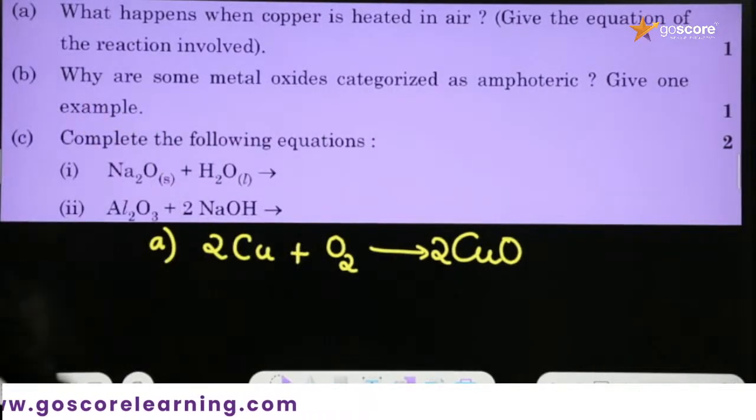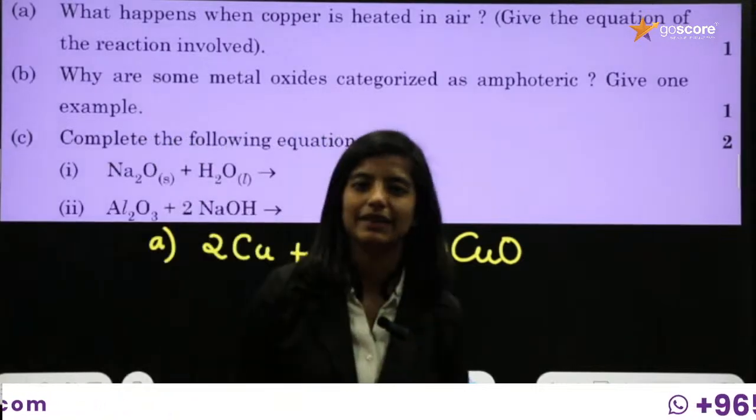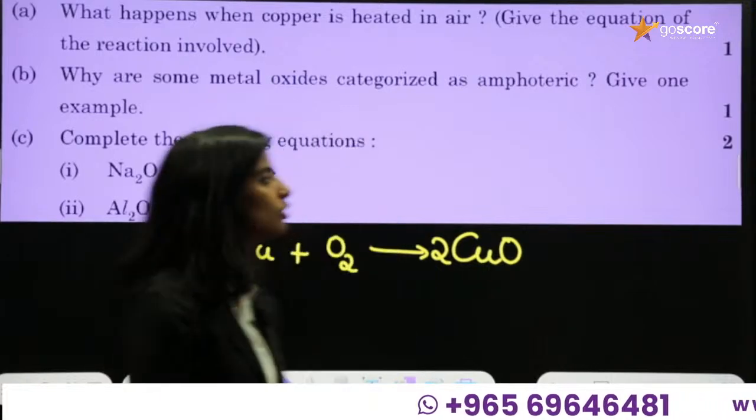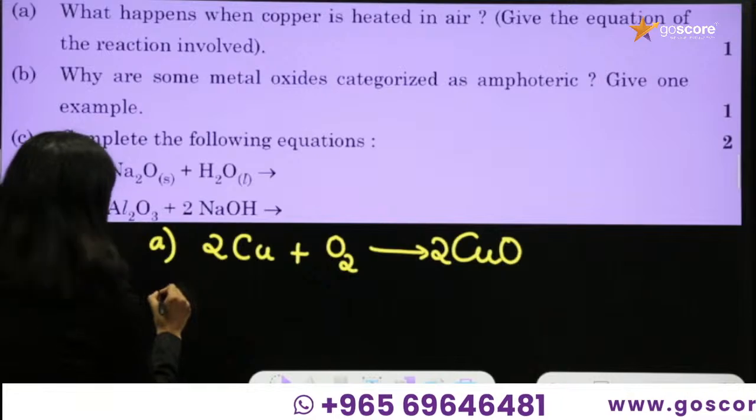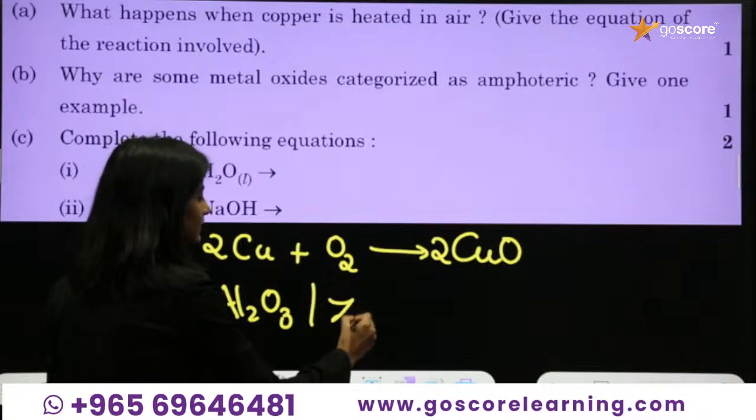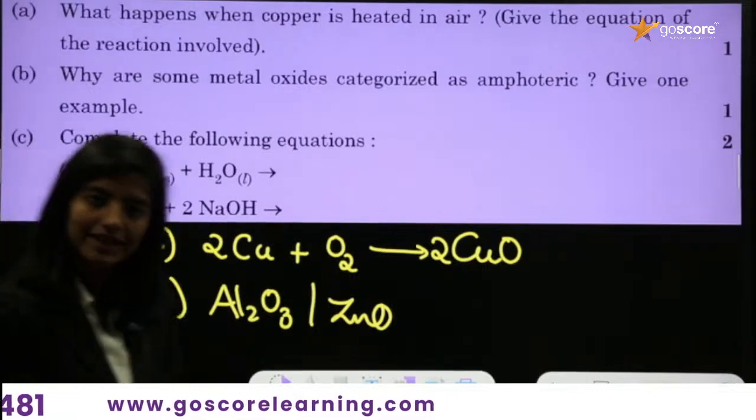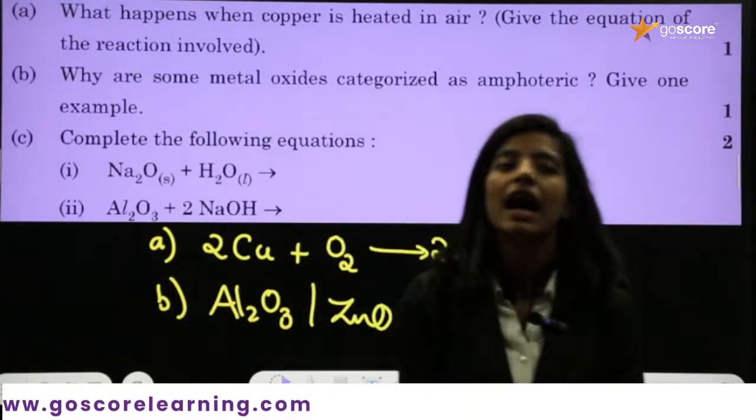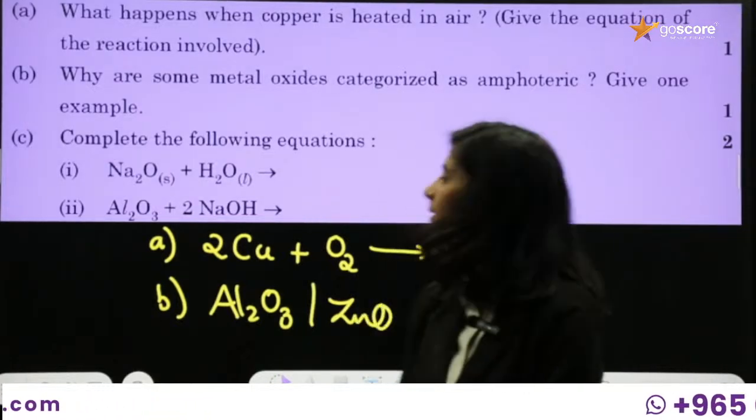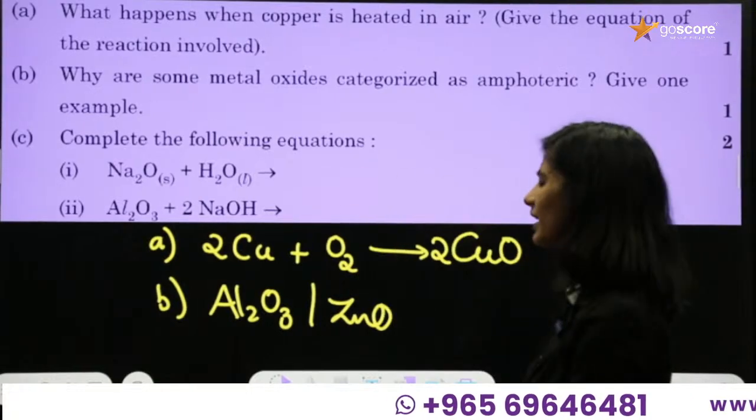Okay, why are some metal oxides categorized as amphoteric? Already explained: because they can act as an acid, they can act as a base, and they can form salt and water. Give one example. Okay, so you can either write Al2O3 or zinc oxide. You should know the reaction of Al2O3 with NaOH and HCl, or zinc oxide. I have given a detailed explanation of this in other classes, so check it out. They are only asking for the example here, so you can just give this example.